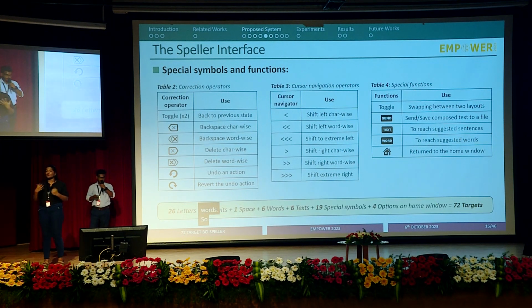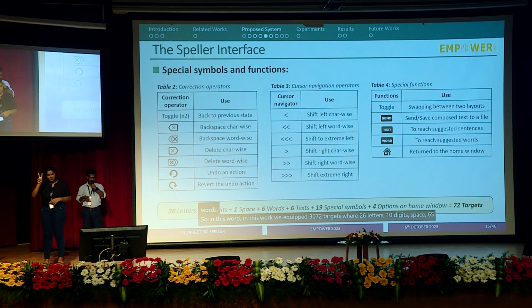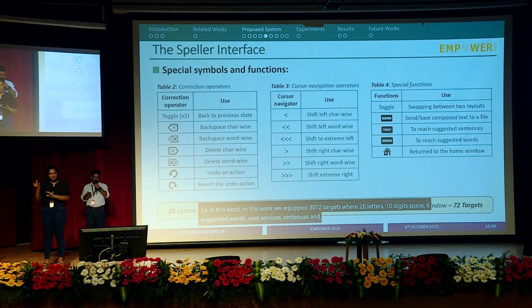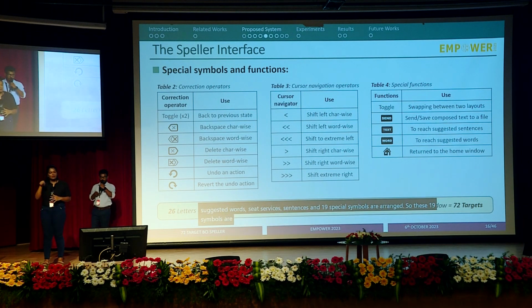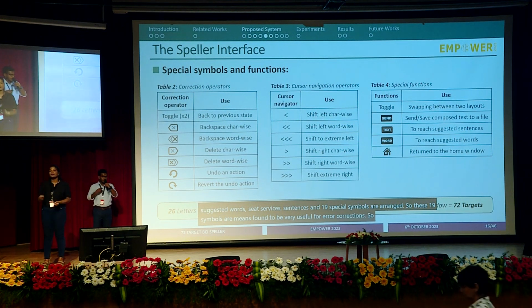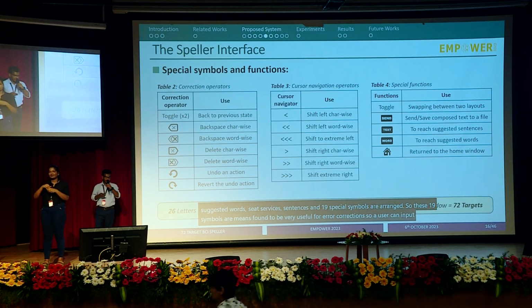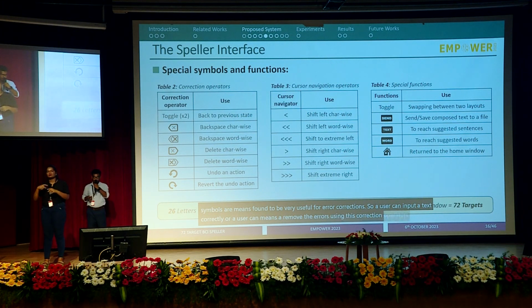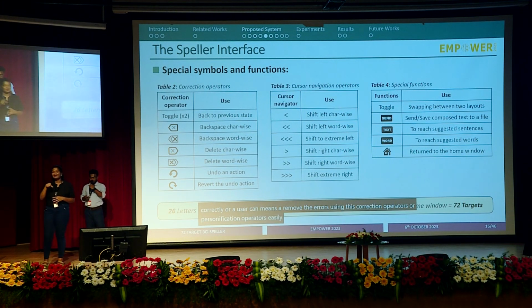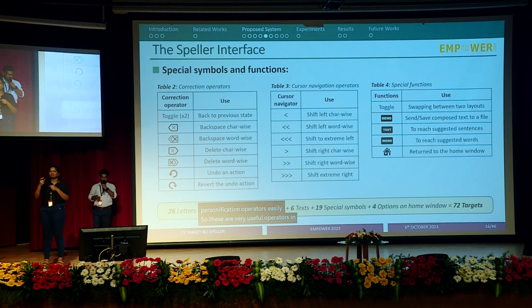So in this work, we equipped 72 targets, where 26 letters, 10 digits, space, 6 suggested words, 6 suggested sentences, and 19 spatial symbols are arranged. These 19 symbols are found to be very useful for error correction. So a user can input text correctly, or remove errors easily using these correction operators or cursor navigation operators. These are very useful operators equipped in this work.